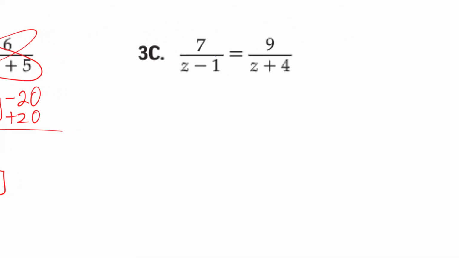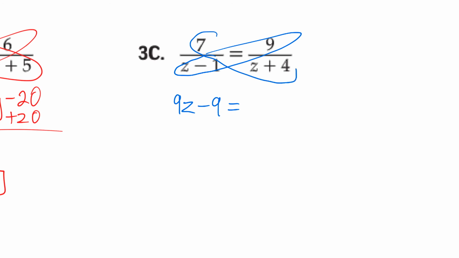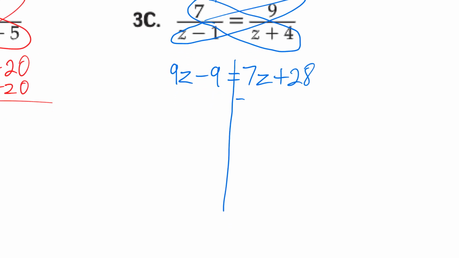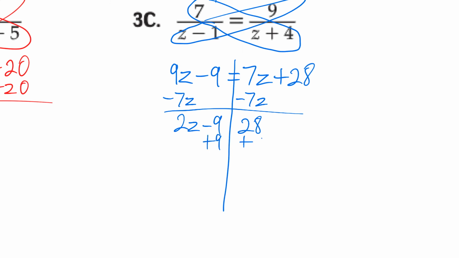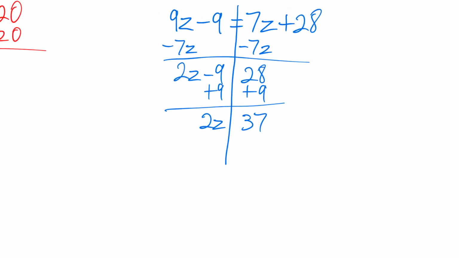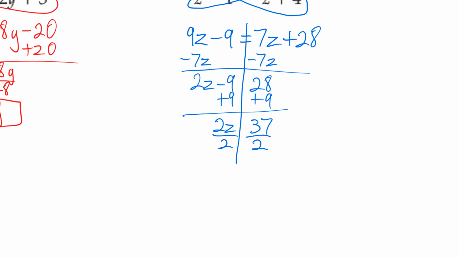Now on the last one. What is z minus 1 times 9? 9z minus 9 equal to, what is 7 times z plus 4? 7z plus 28. All right, and then just solving from there. So 2z minus 9 equals 28. And it's what?